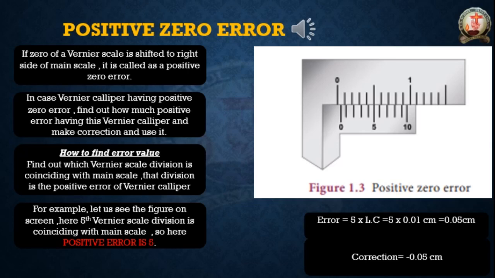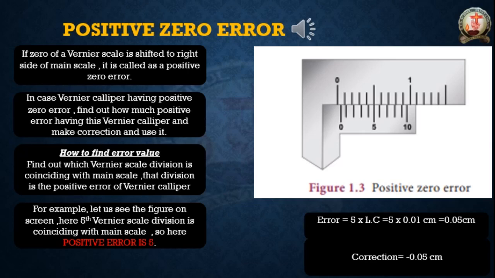0.01 centimeters. Okay, 5 into 0.01, what is the value? 0.05 centimeters. So that is the error. This 5 is not the actual error. After finding the error value, we have to multiply it by the least count of that vernier calipers. So already we found the vernier caliper value, how much? 0.01. So you can multiply the error value 5 into the least count. So what is the final answer? 0.05 centimeters. That is the error of the vernier calipers you are using.